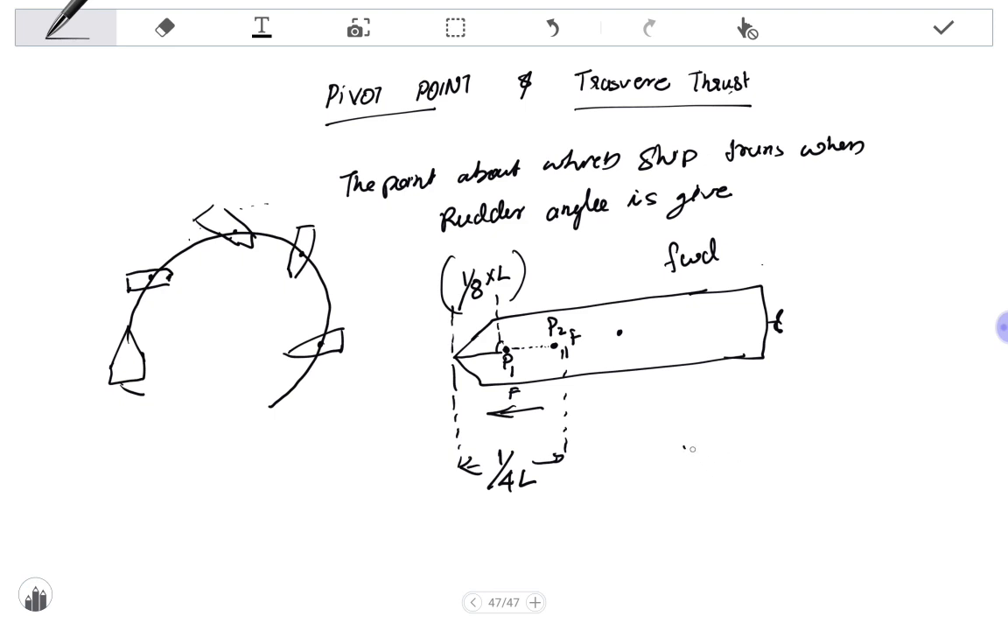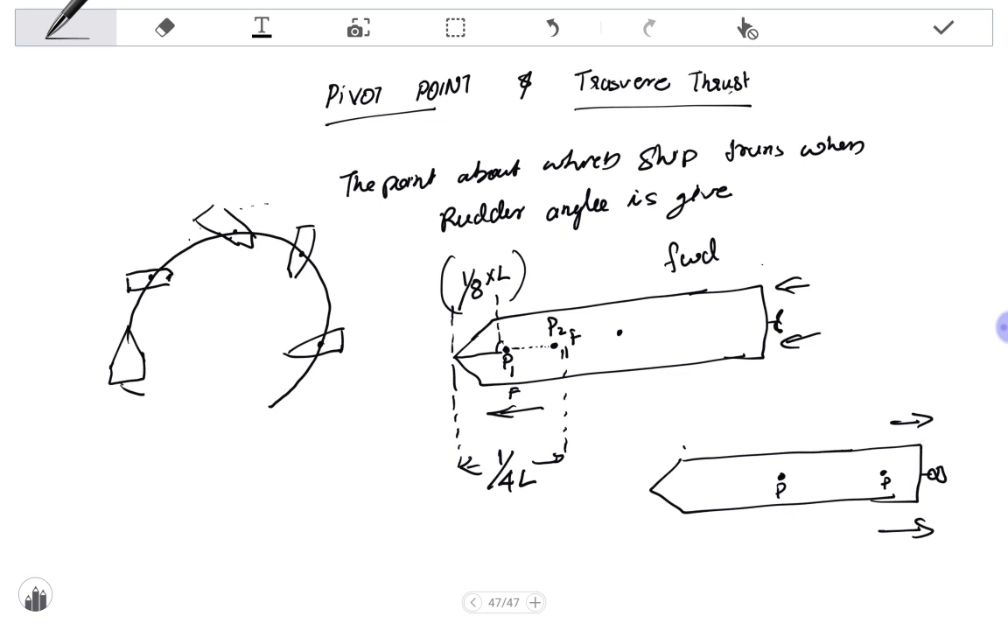When the ship is moving in aft direction, we have to give a stern movement. So from zero speed, this is the pivot point. As soon as the vessel is given a stern movement, the pivot point will jump from this point to an aft position. That position will be similar to this length, 1/8 length of the ship measured from the aft. There will be the position of the pivot point.